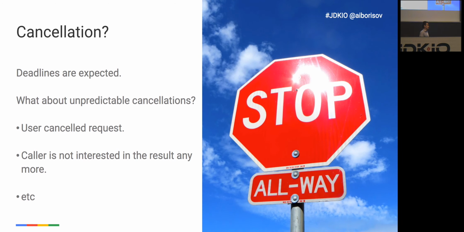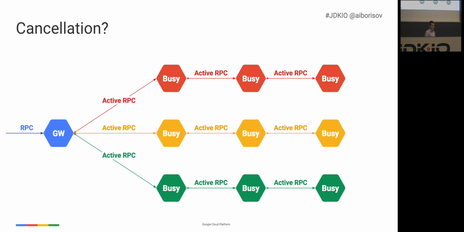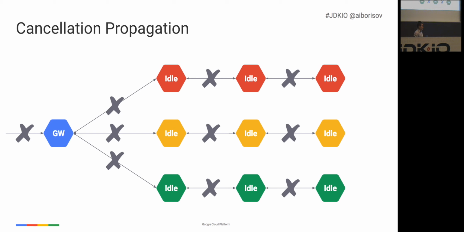If a deadline timeout is something we expect more or less, what should we do if our call was unexpectedly cancelled? The user pressed the cancel button, or the client application crashed, or the user lost internet connection. There are plenty of reasons for a request to be cancelled. A request to our service often results in multiple RPCs to other services. And if our client cancels the request, we don't want to keep all these downstream RPCs active. We want our client call cancellation to result in outgoing call cancellation for the same request. This is called cancellation propagation. And gRPC gives it to you out of the box, absolutely for free.